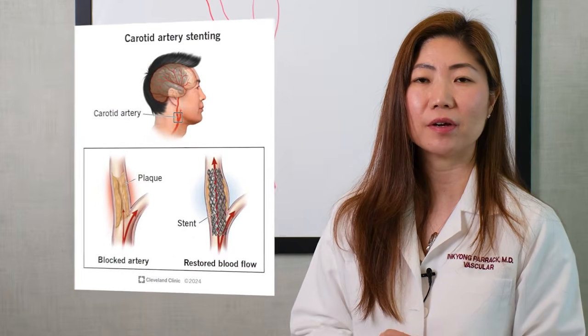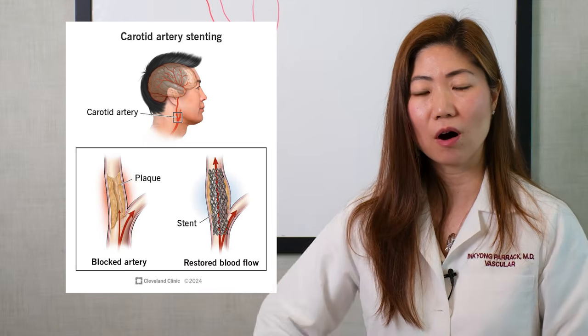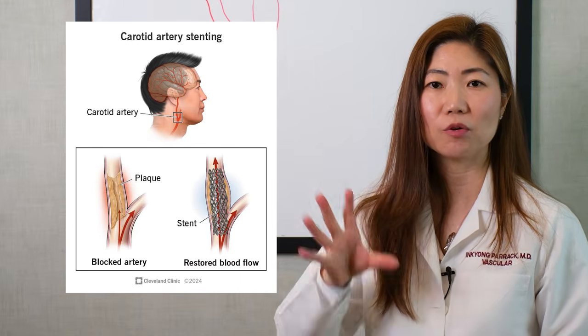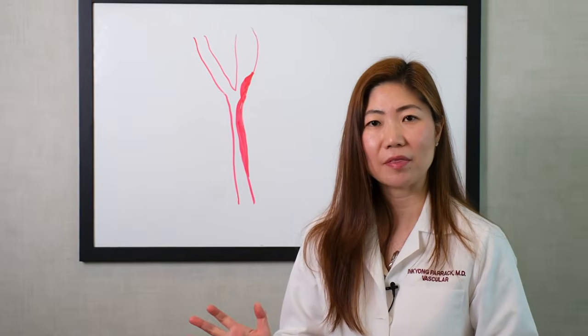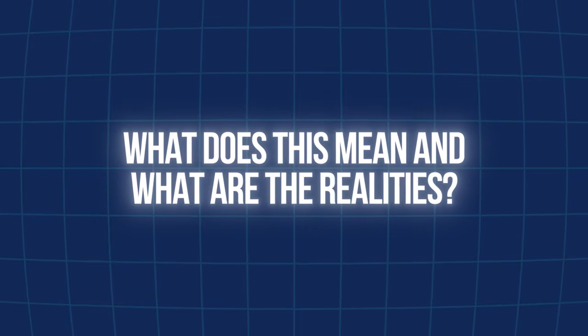And then there's a method of Transfemoral Carotid Stenting, which is going from the groin or the arm and going up to the carotid artery and then putting in a stent and ballooning it open. So there are three big methods of fixing your carotid artery with our current technologies. And so what does this mean and what are the realities of these methods?